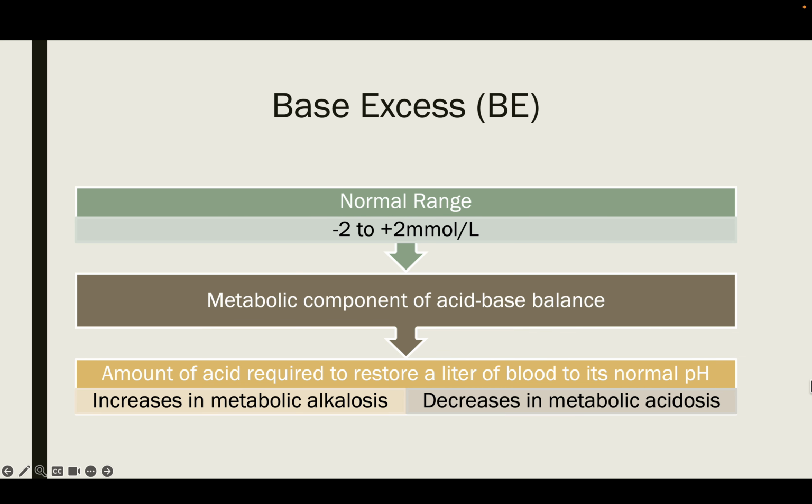If the number is positive, let's say a +10, that means I need to add acid into the system to bring that pH back to normal. So if I need to add acid, that means that I'm in an alkalotic state. And base excess, again, tells us about the metabolic side. So it helps us confirm a metabolic alkalosis or a metabolic acidosis diagnosis.